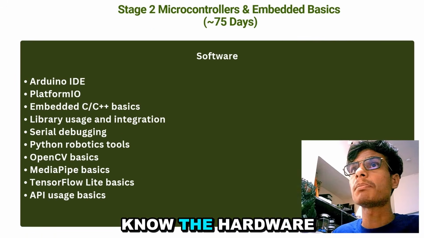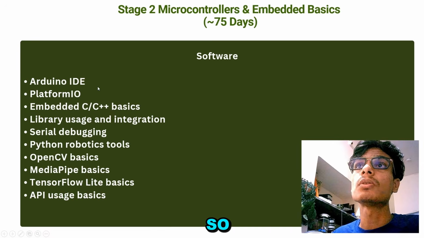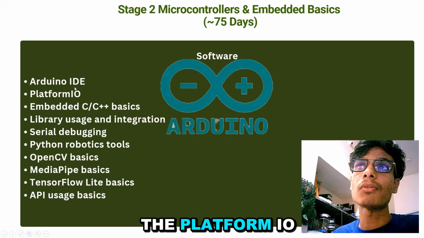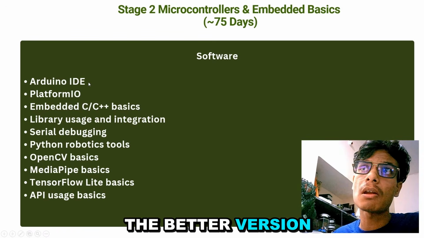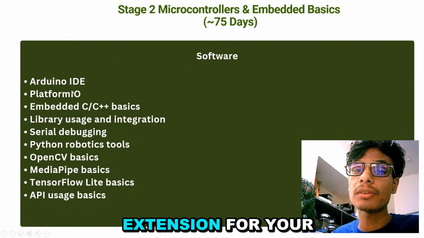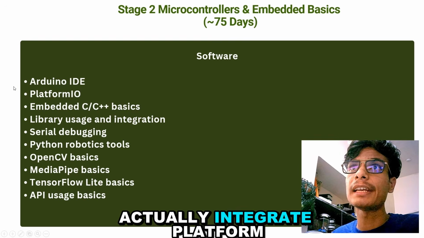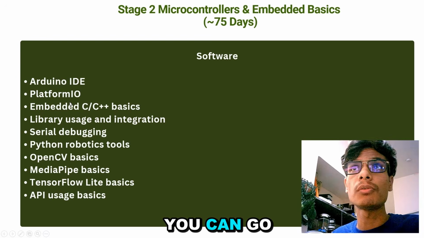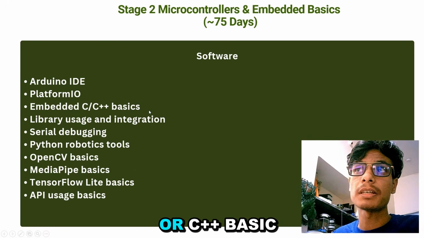After the hardware part, next is the software part. We are talking about stage 2 in the software part. Here you need to understand the Arduino IDE. Next is PlatformIO. PlatformIO is, I could say, the better version of Arduino IDE, or a kind of extension for VS Code or your code editor. You can integrate PlatformIO, and instead of using the Arduino IDE, you can go with PlatformIO. After this, the next is embedded C or C++ basics.